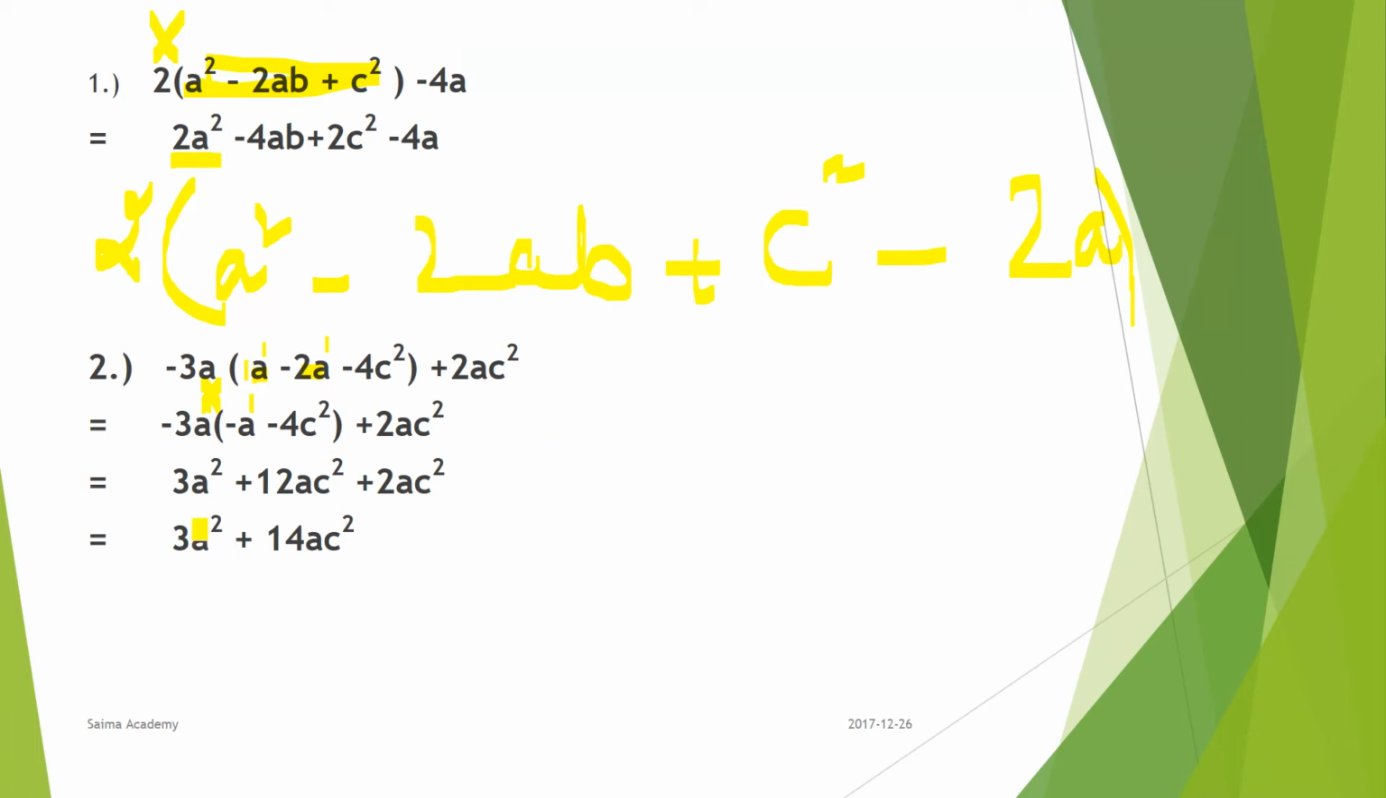And then you have to simplify it. See, this 3a square, we do not have any other term with a square, but here this is ac square and this is also ac square, right? So we have to add: 12ac square plus 2ac square is 14ac square, and this is the answer.